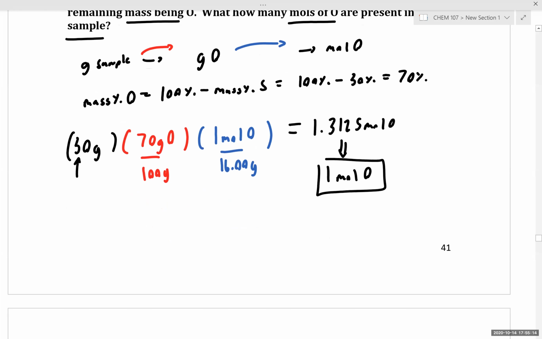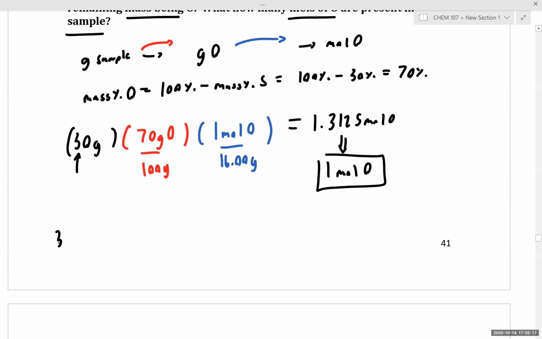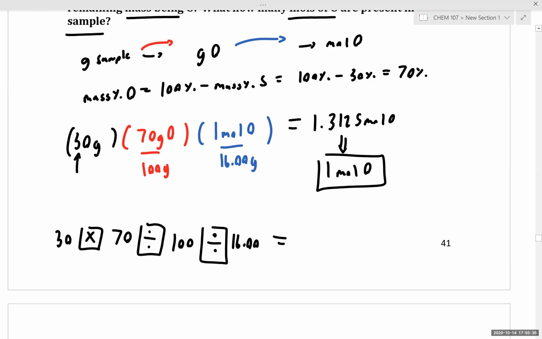So to enter this into your calculator, you'd take 30, then you'd hit the multiplication symbol, followed by 70, then you'd hit the division symbol, followed by 100, then you'd hit the division symbol again and enter 16. Does that make sense? Perfect, perfect.